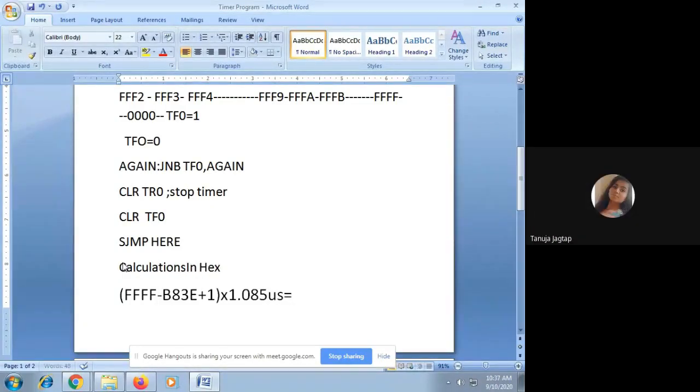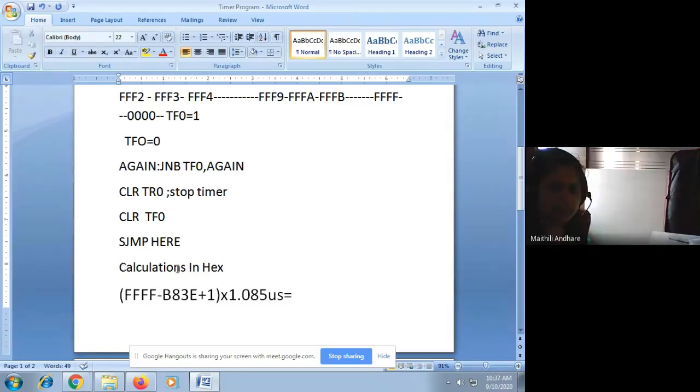Ma'am, the frequency will always remain the same. Yes, the frequency is standard. But 1.085 is not the frequency, it is the time period. The frequency is 11.0592 megahertz for 8051. In some books, they have directly given the standard value as 12 megahertz. But you have to stick with 11.0592 megahertz.